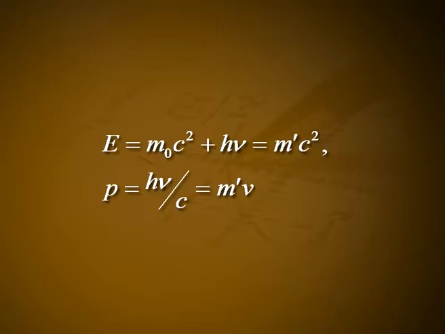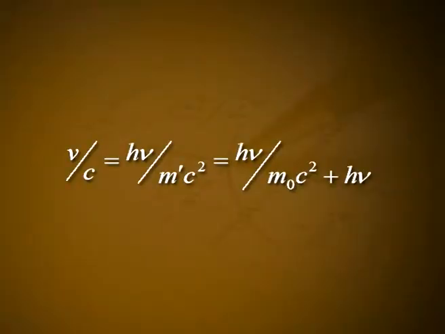P is equal to h nu by c is equal to m dash v, where m dash is the mass of the combined system. v by c is equal to h nu by m dash c square, which is equal to h nu by (m naught c square plus h nu). When h nu is very small compared to m naught c square, v by c is equal to h nu by m naught c square. v is equal to h nu by m naught c.